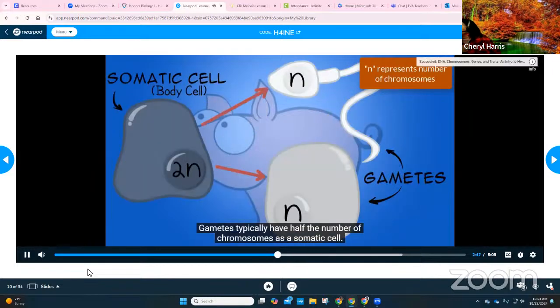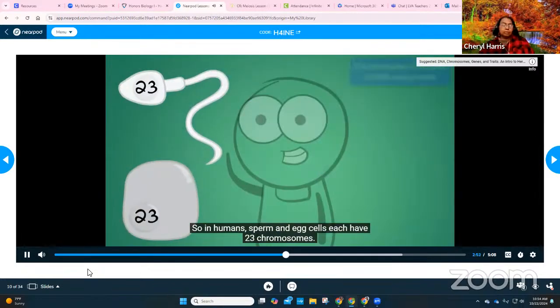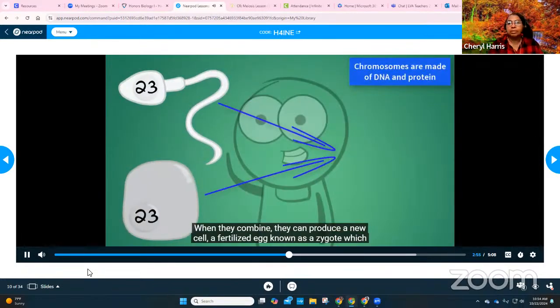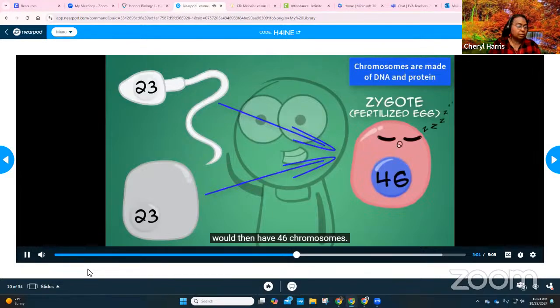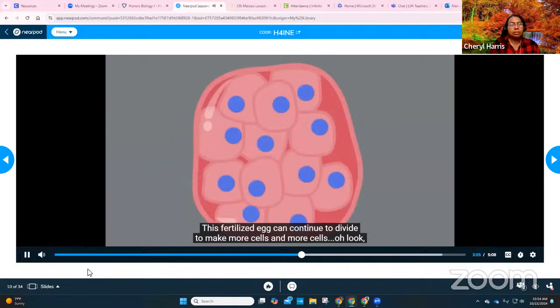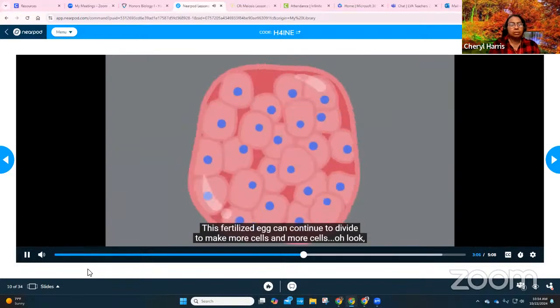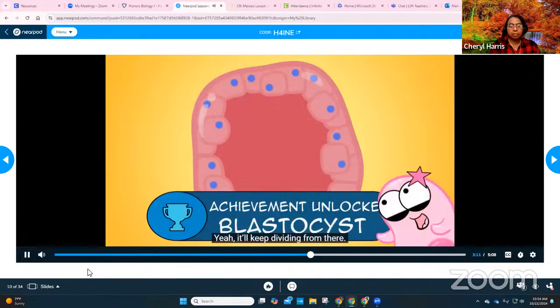Gametes typically have half the number of chromosomes as a somatic cell. So in humans, sperm and egg cells each have 23 chromosomes. When they combine, they can produce a new cell, a fertilized egg known as a zygote, which would then have 46 chromosomes. This fertilized egg can continue to divide to make more cells and more cells. Oh, look! This fertilized human egg cell is a blastocyst now. Yeah, it'll keep dividing from there.